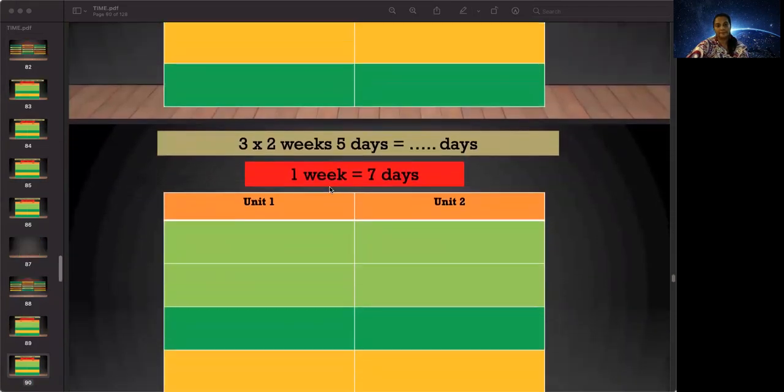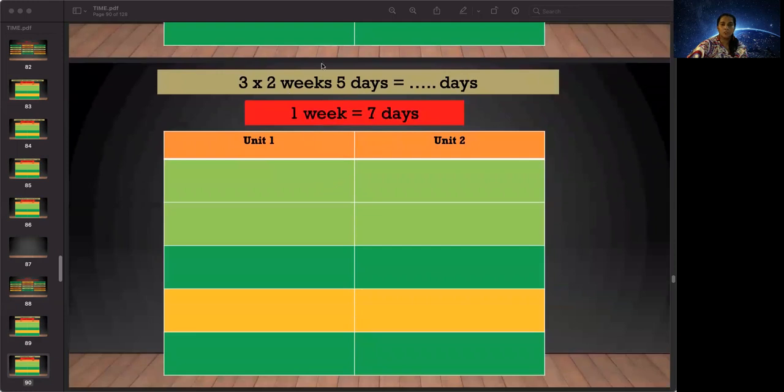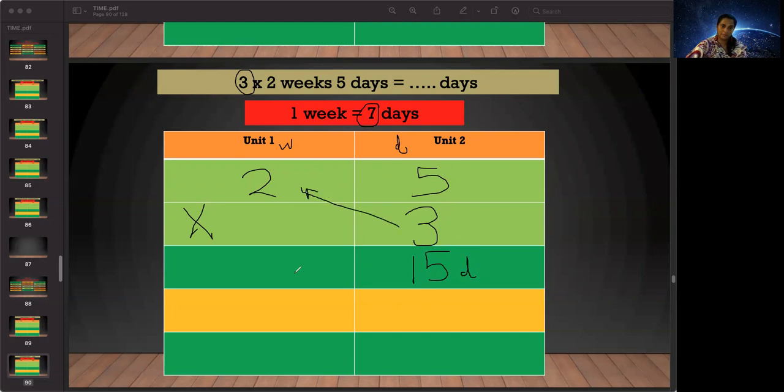Over here we have 3 times 2 weeks and 5 days. So write out your question. Remember the conversion is between weeks and days, and the unit is 7. So 2 weeks, 5 days multiplied by 3. 5 times 3, now we will have 15 days. Don't forget that. And 2 times 3 would be 6 weeks.